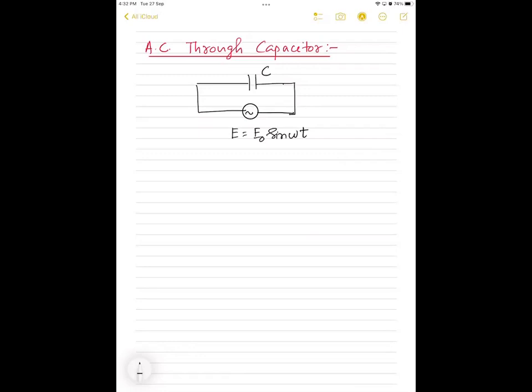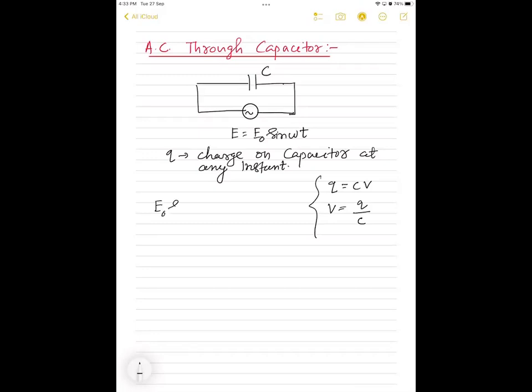And let Q be the charge on the capacitor at any instant. Here if we apply Kirchhoff's law, you know Q is equal to CV, so V is equal to Q by C. So the voltage that we are giving will be dropped across the capacitor. The voltage we are giving, E naught sine omega t, is equal to Q by C, which is the voltage across the capacitor, correct?